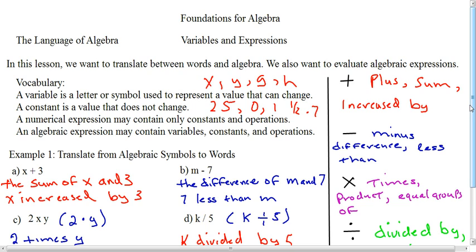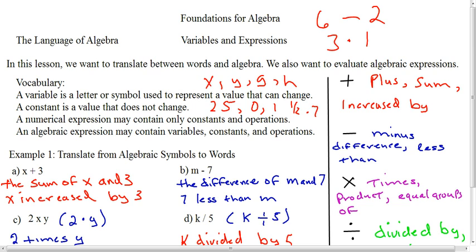Then we need to understand what a numerical expression is. A numerical expression contains only constants and operations. So what we mean by constants, we're talking about 6 minus 2. That's a numerical expression. There's a constant and an operation. We can say 3 times 1. That's a numerical expression: 2 constants, 1 operation.